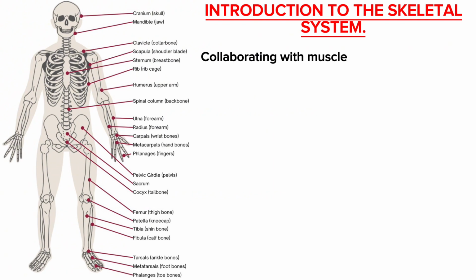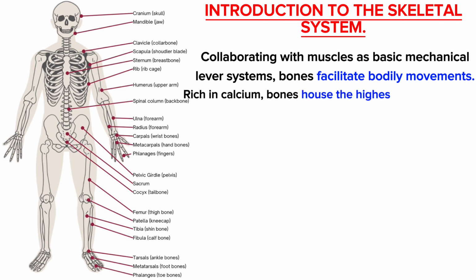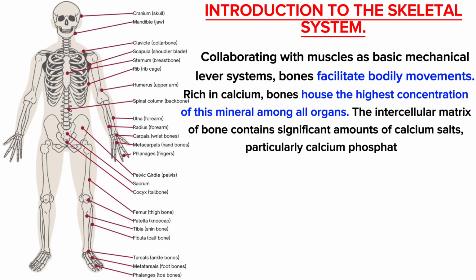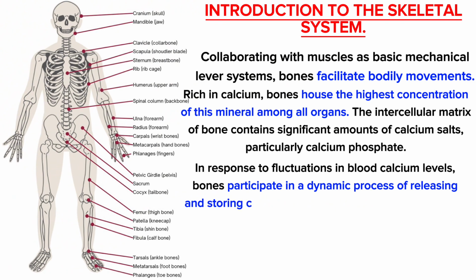Collaborating with muscles as basic mechanical lever systems, bones facilitate bodily movement. Rich in calcium, bones house the highest concentration of this mineral among all organs. The intercellular matrix of bone contains significant amounts of calcium salts, particularly calcium phosphate. In response to fluctuations in blood calcium levels, bones participate in a dynamic process of releasing and storing calcium continuously.